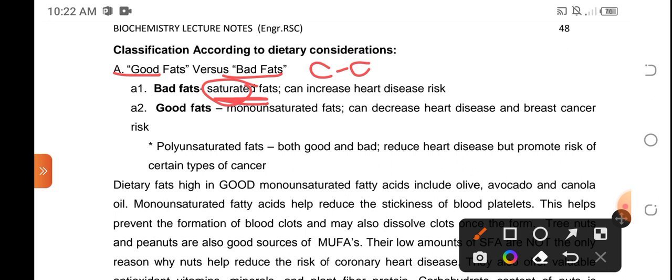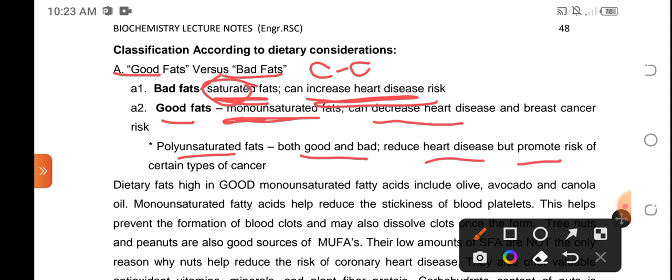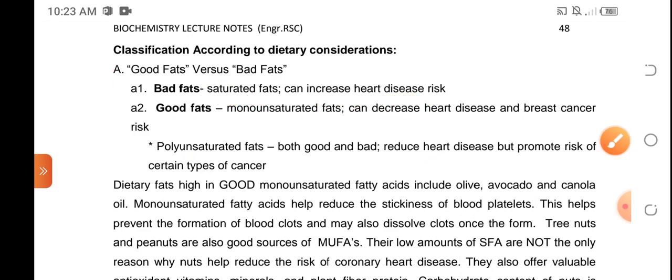So, the saturated fat could actually increase heart disease risk. While as good fat, ang prevalent sa kanya ay monounsaturated fat, it could decrease the occurrence of heart disease and breast cancer. Okay? Now, for polyunsaturated, kasi pinag-usapan natin dito, isa saturated, may isa monounsaturated. Pag sinabi namang polyunsaturated, it could either be good or bad. So, it could reduce daw the heart disease, but some of them promote risk of certain type of cancer.